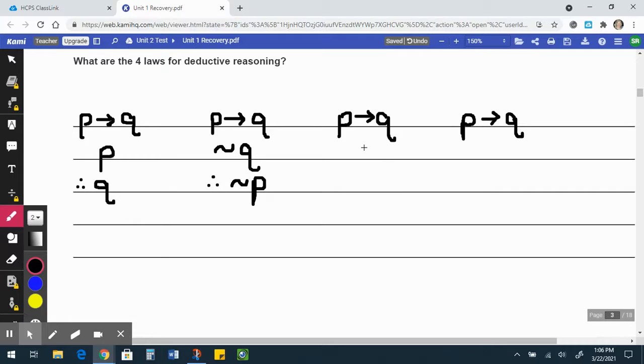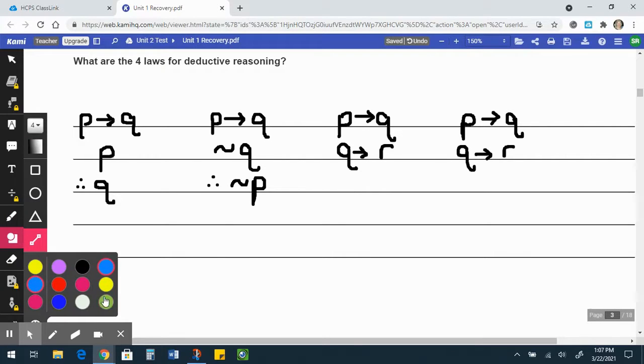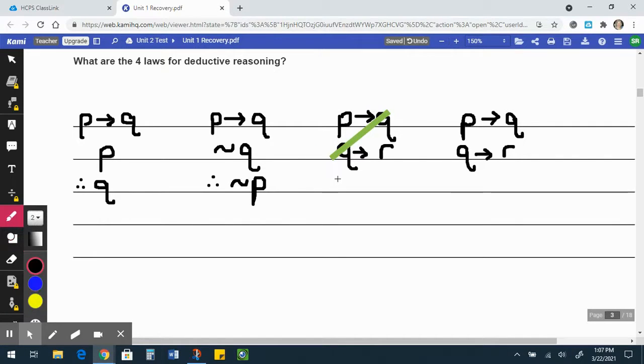Now, the last two have two if-then statements. If P, then Q. And then the second statement is going to say if Q, then R. The Q's are going to cross out as long as one is at the end and the other one is at the beginning. So your first answer would be what's left in the order that they're left: if P, then R.